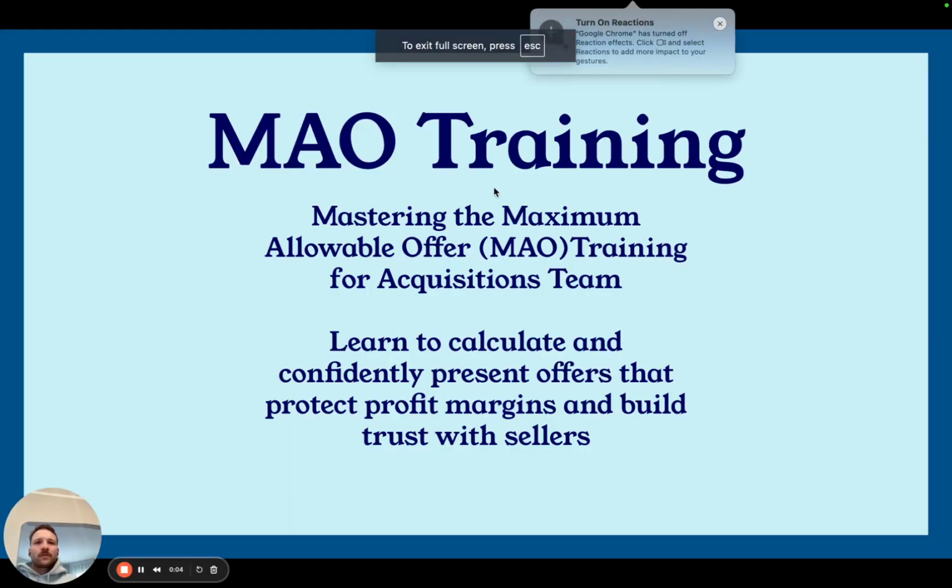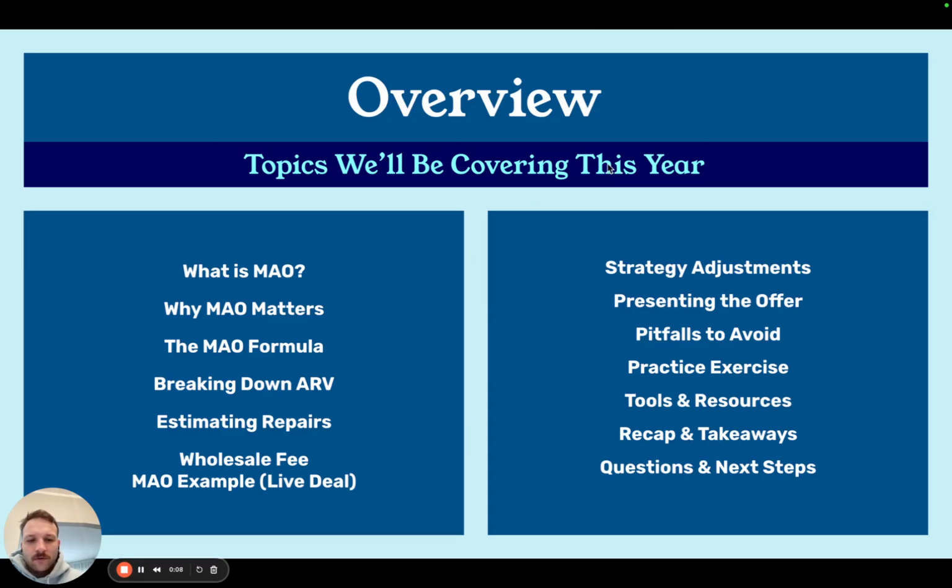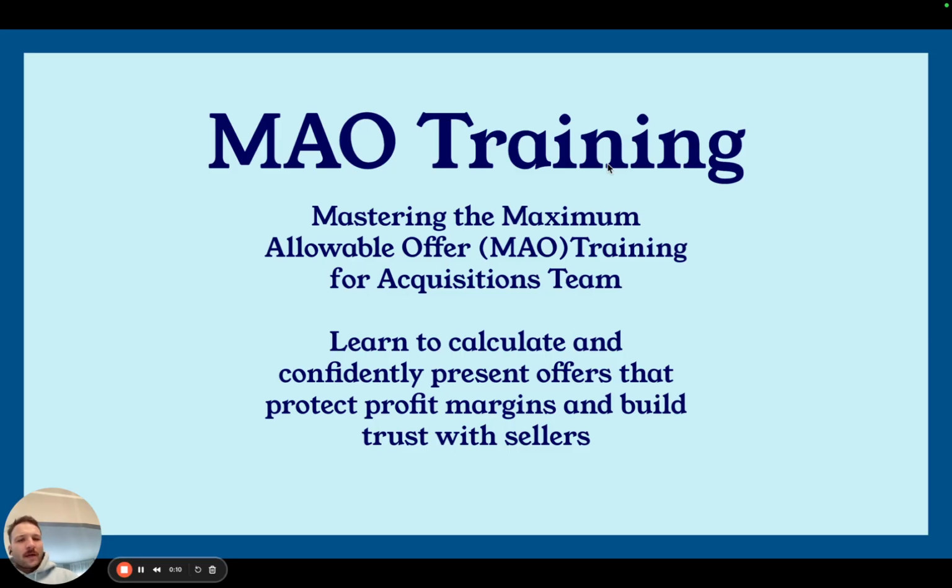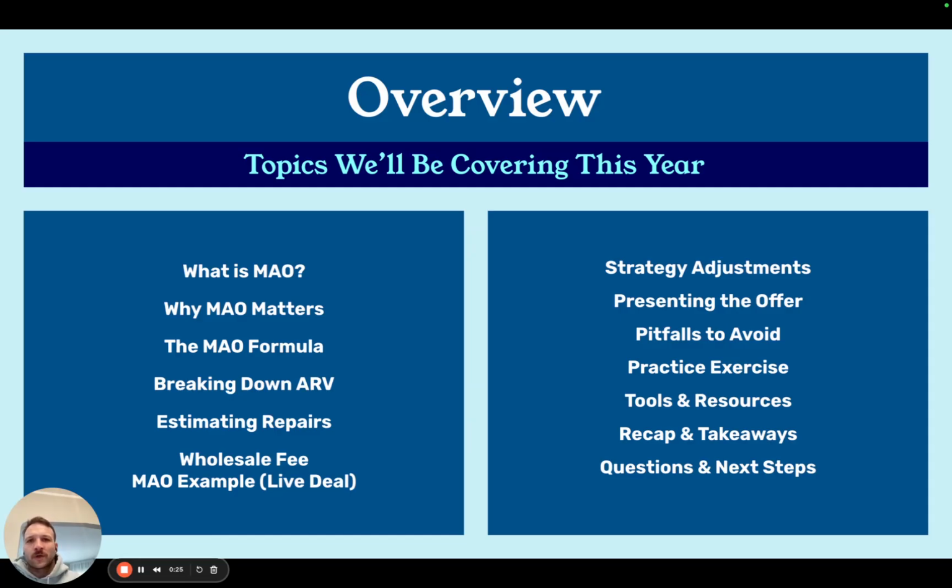All right. So today we're going to go over MAO training. MAO is the max allowable offer. This is going to be for the acquisitions team. We're going to learn how to calculate and confidently present offers that protect our profit margins and also build trust with the sellers. So first, just a quick overview.